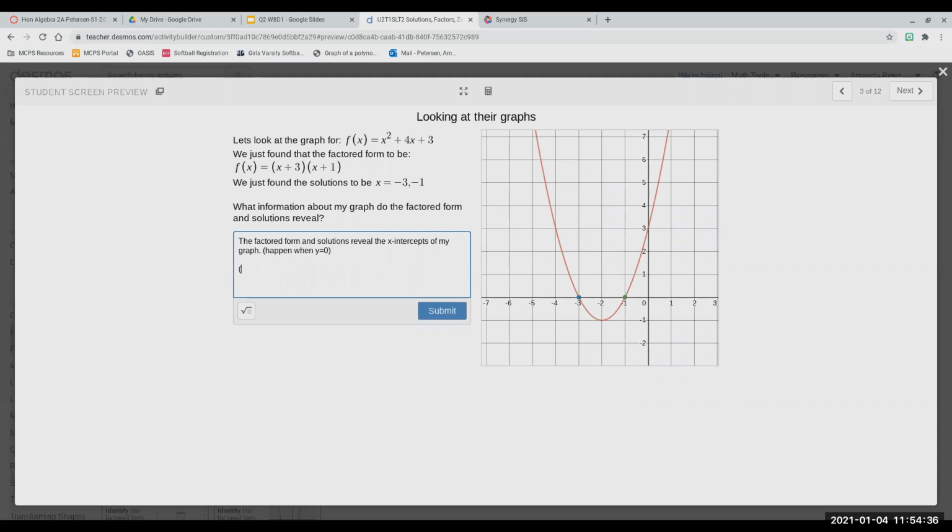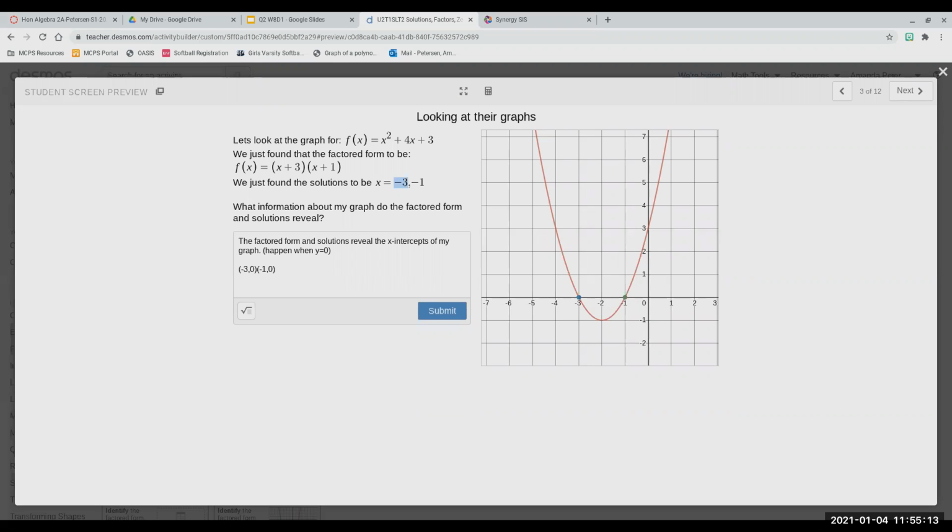So they give me the ordered pair (-3, 0), and they give me the other ordered pair (-1, 0). Notice those are the same x values as my solutions. So by getting the factored form and then using that factored form to find the solution, I'm actually finding the values of my x-intercepts. So what we're going to do a little bit later is actually sketch the graph. So it's important to remember that the solution is how I get my x-intercepts.